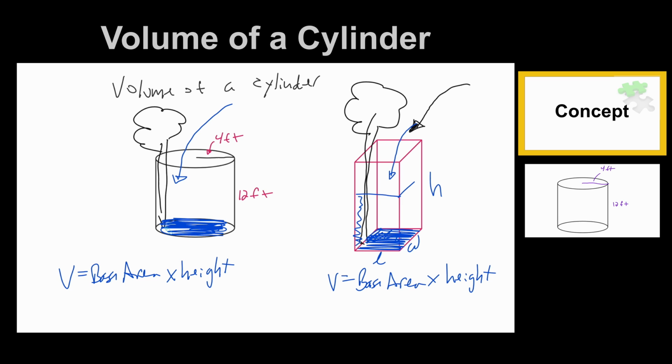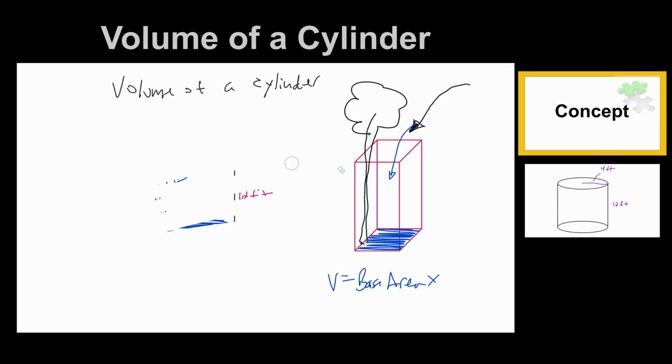So this is the base. The base is this thing right here. When you have prisms or cylinders, the bases are the things that are parallel with each other. That's a base, that's a base. So how do you get the area of this base right there? Yeah, the base is a circle. What's the formula for a circle? We have pi r squared.